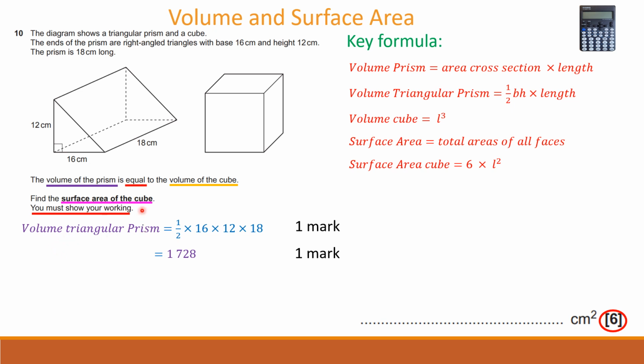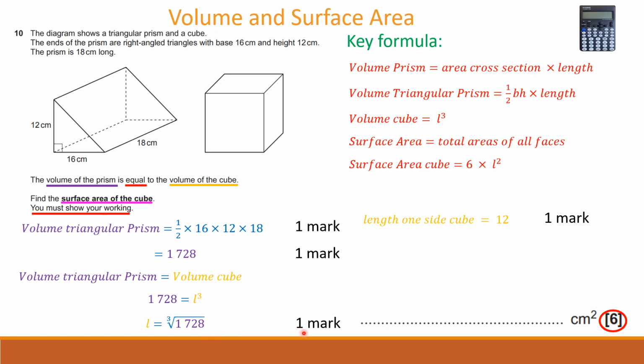From here, we're told that this volume is equal to the volume of the cube. So we know the volume of the triangular prism equals the volume of the cube. We know the volume of a triangular prism is 1,728, and we know the volume of a cube is up here, L cubed. So 1,728 is going to equal L cubed. Now we've got to work out L. The opposite to cubing is cube root. So the cube root of 1,728 will give you your 3rd mark.